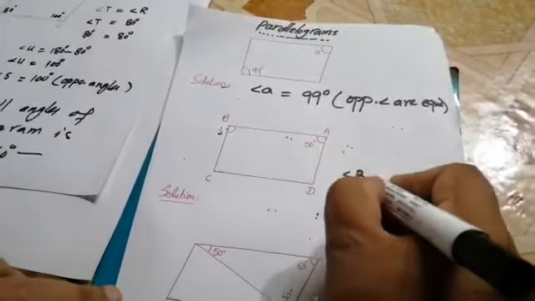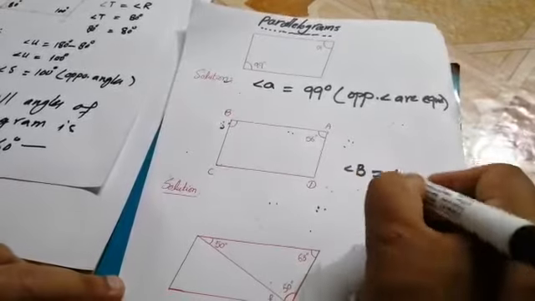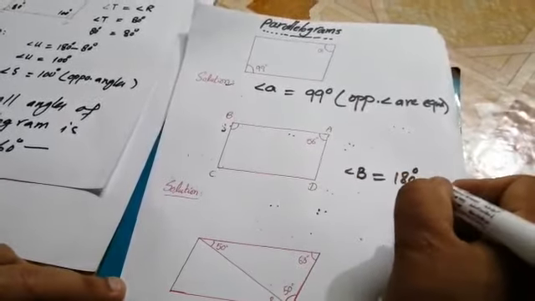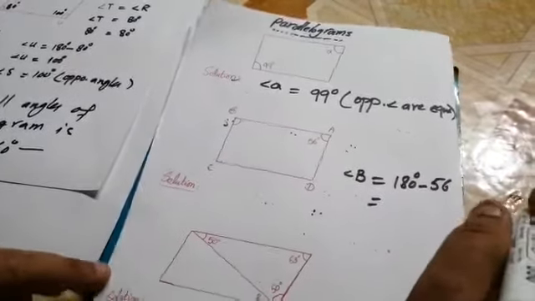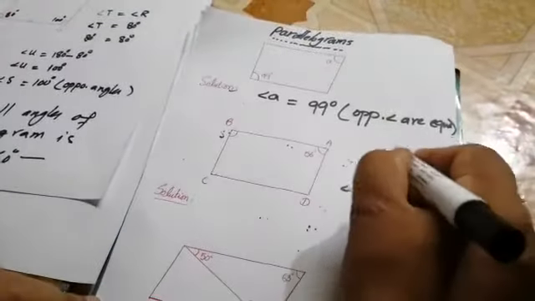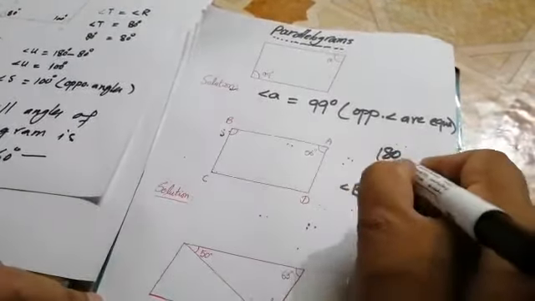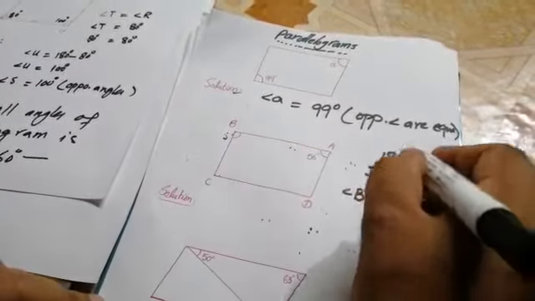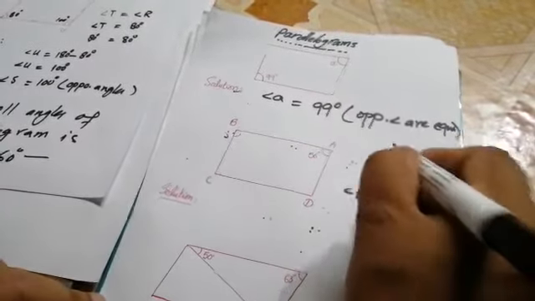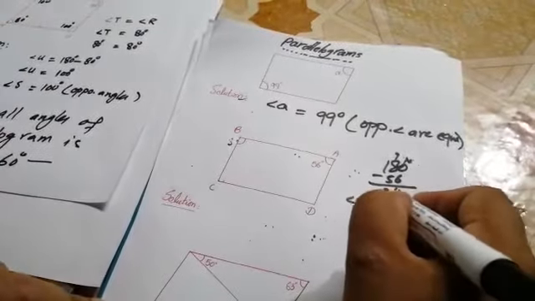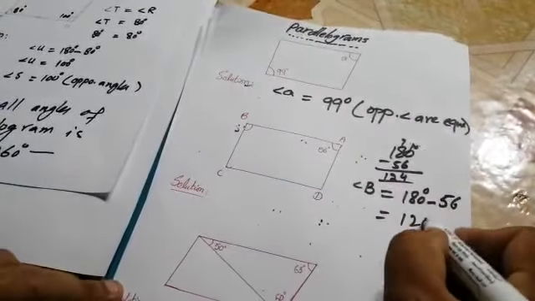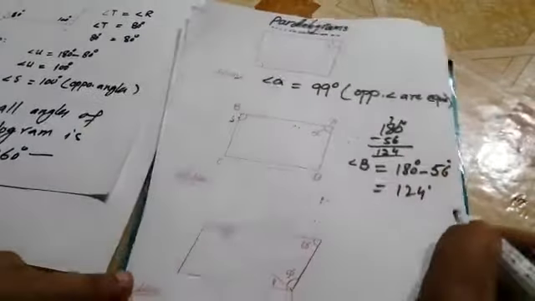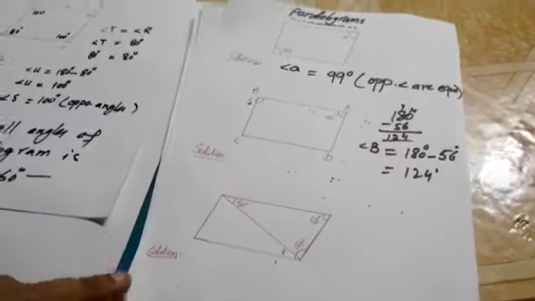So you can write angle B equals total angle 180 minus given 56. So how much will you get here? 180 minus 56: 10 minus 6 is 4, 7 minus 5 is 2, and 1. So 124 degrees. Okay, let's move to the third question.